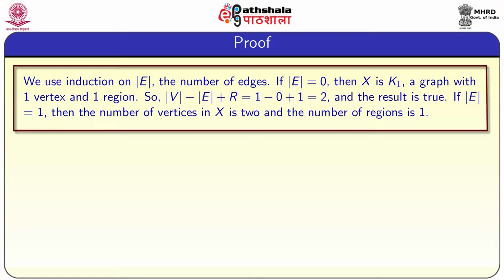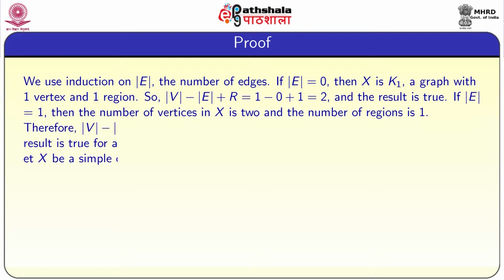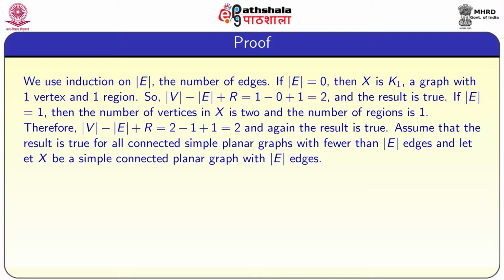If |E| is equal to 0, then X is K1, the graph with one vertex and one region. Why is it going to be K1? It is because we are assuming the graph is connected. So, no edges means it has to be K1 only. So, clearly it has one vertex, one region. So, |V| minus |E| plus R is equal to 1 minus 0 plus 1, that is equal to 2. So, the result is true. If |E| is equal to 1, then the number of vertices in X is 2 and the number of regions is 1. In that case also the result is true, that is |V| minus |E| plus R is equal to 2 minus 1 plus 1, that is equal to 2.